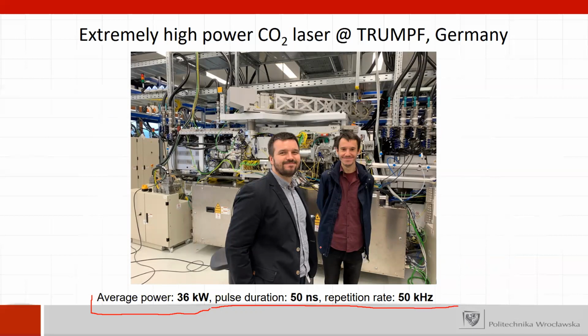This laser is then used for generating extreme UV light, which is afterwards used in lithography for manufacturing of semiconductors. The company called ASML from the Netherlands is using this kind of laser.